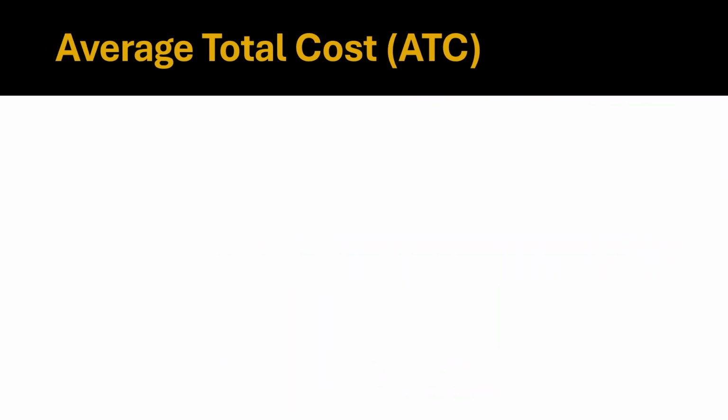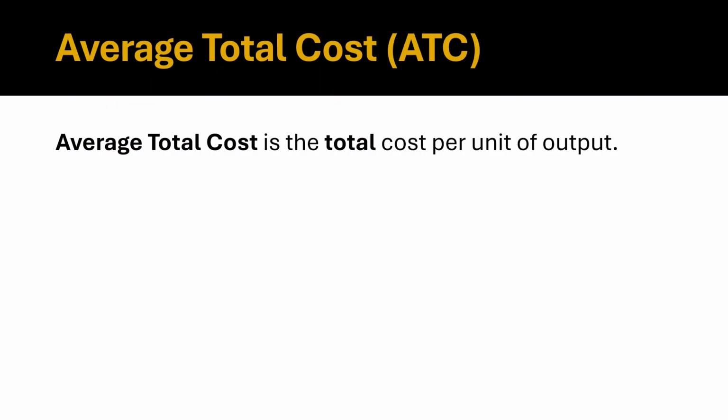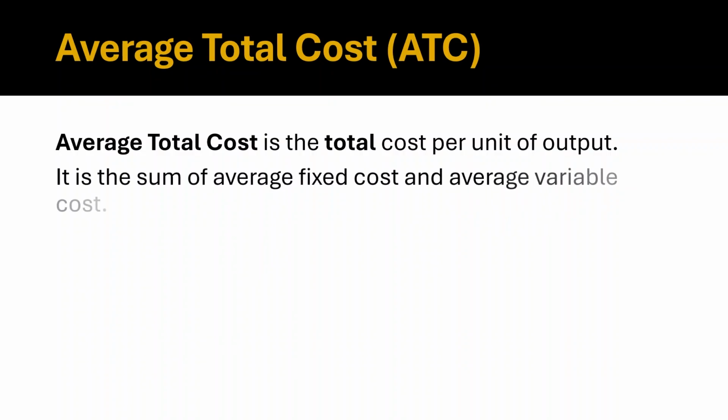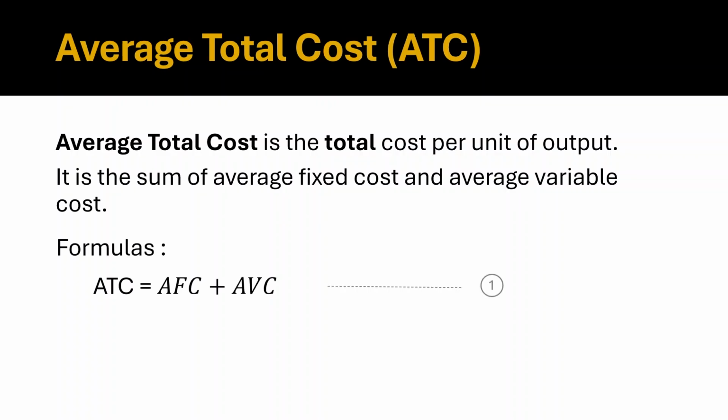Average total cost tells us the total cost per unit of output. In the short run, total cost has two parts, fixed cost and variable cost. So ATC is also defined as the sum of average fixed cost and average variable cost. There are actually two ways to calculate ATC. One is ATC equals AFC plus AVC. Another way to calculate the same thing is that if you divide total cost by output, you again get the cost per unit. Both formulas give the same ATC and examiners accept either as long as it is written correctly.